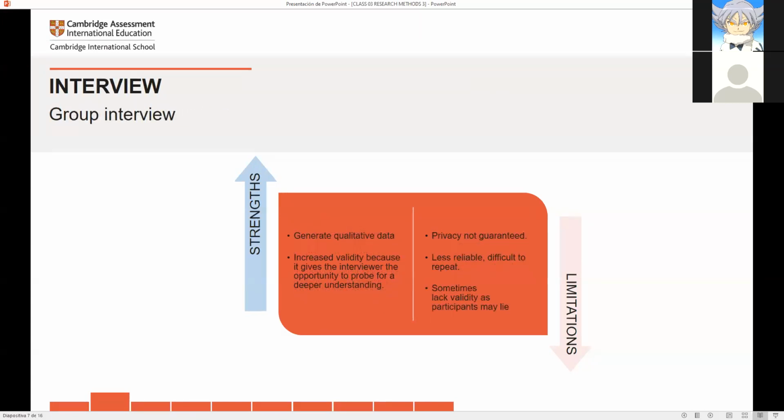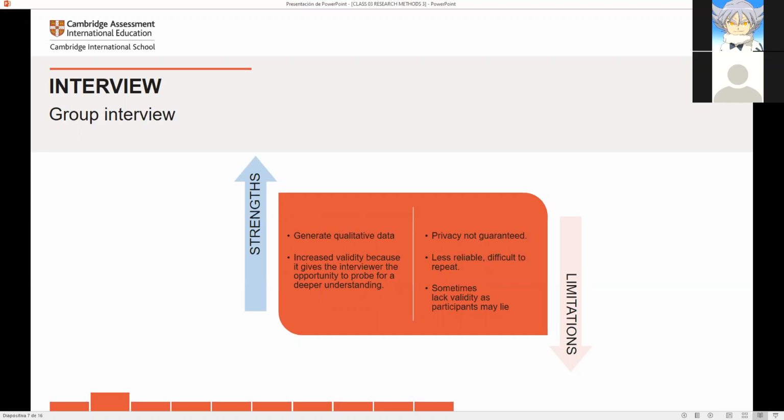Now let's go to the group interview, which is similar to the unstructured interview. Remember that we have more quantitative data in the structured interview and qualitative data in the unstructured one, and then we have the group interview. As a strength, they generate qualitative data as well as the unstructured interview. They have increased validity because it gives the interviewer the opportunity to probe for a deeper understanding, as well as the interview that we saw before. Remember the difference between validity and reliability.